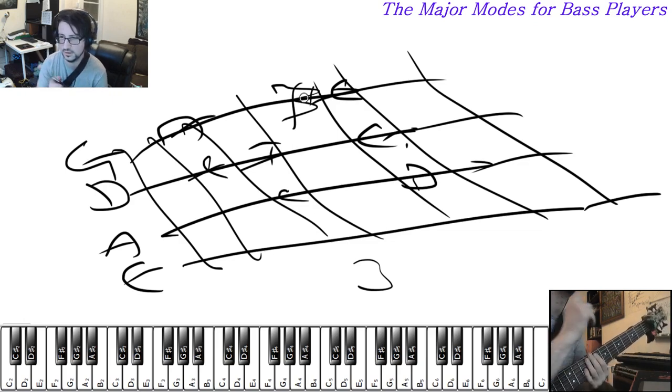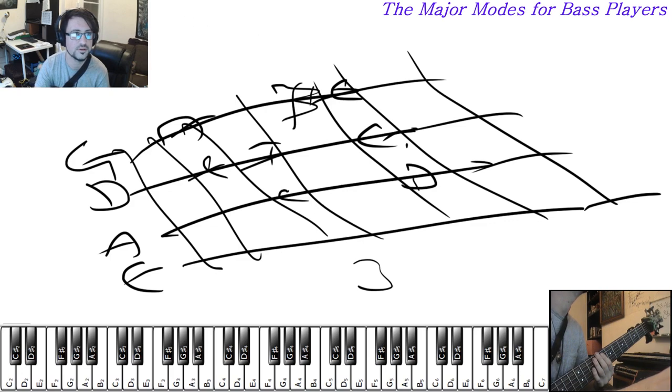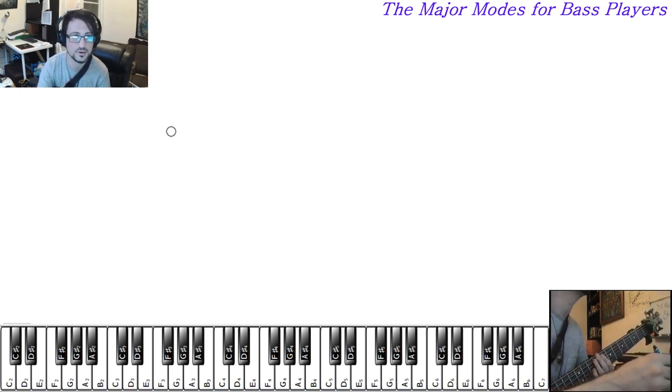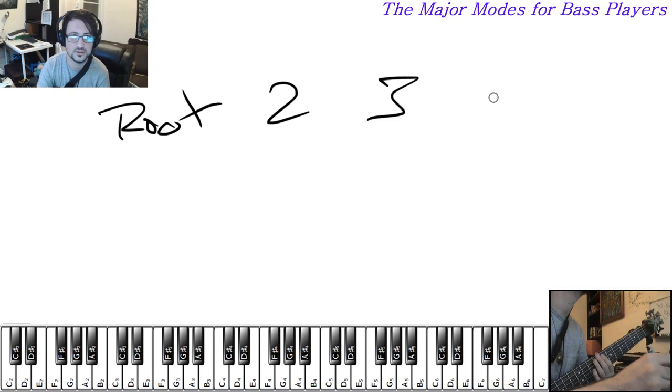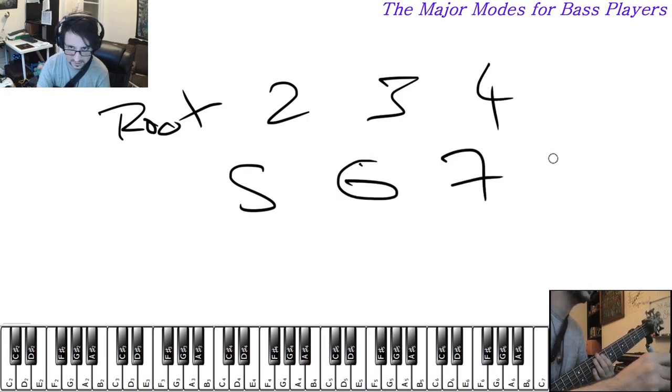So there is Ionian, C major. Now the other important thing to know for this is the scale formula, how you make it. So we've got a root plus major 2nd plus major 3rd plus perfect 4th plus perfect 5th, major 6th, major 7th and octave.